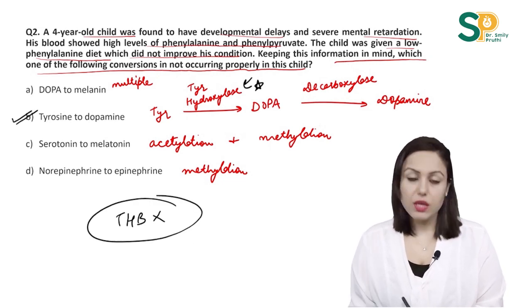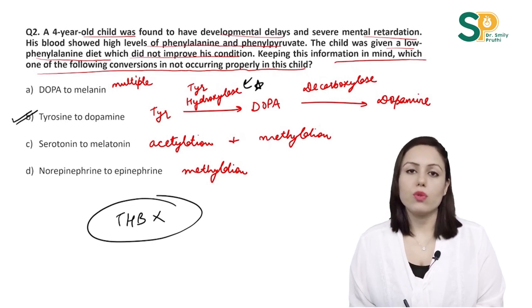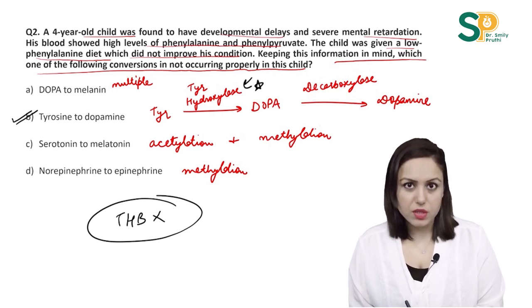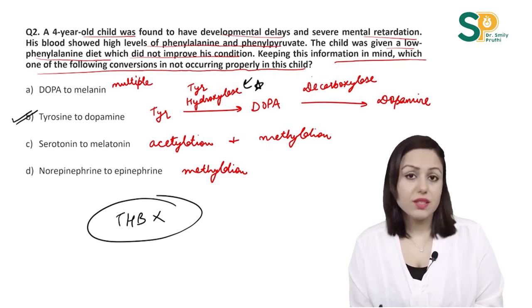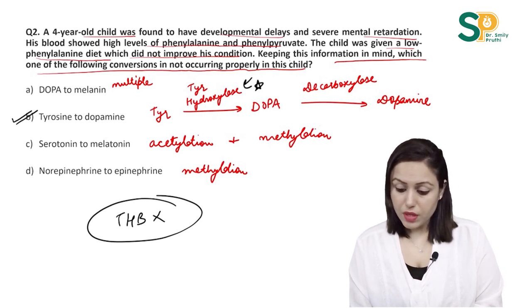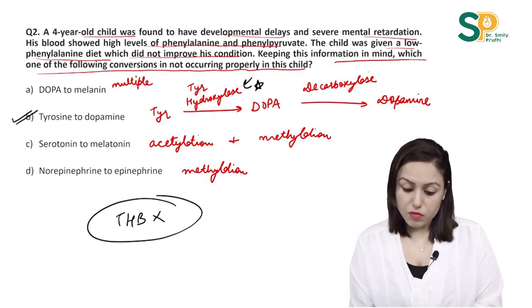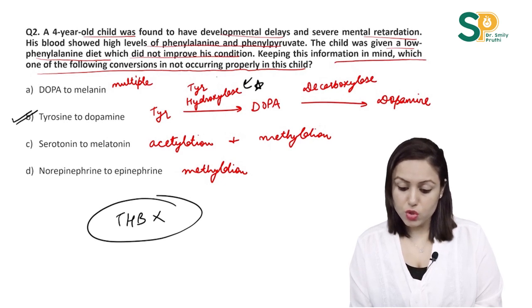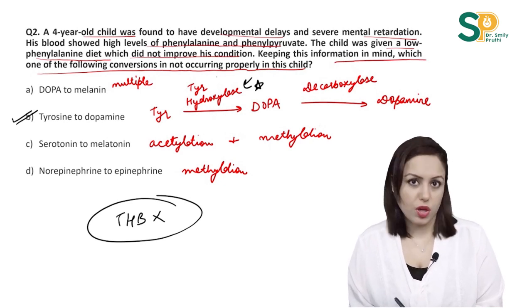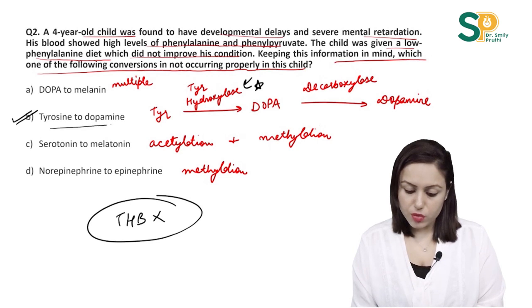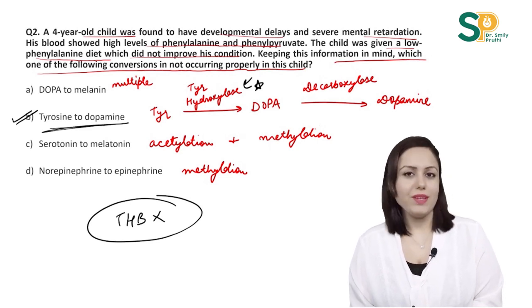So, answer will be this. Conversion of tyrosine to dopamine will be affected, right? So, let's read the question line once again. Keeping this information in mind, which one of the following conversions is not occurring properly in this child? Okay, so the answer is tyrosine to dopamine conversion, right?